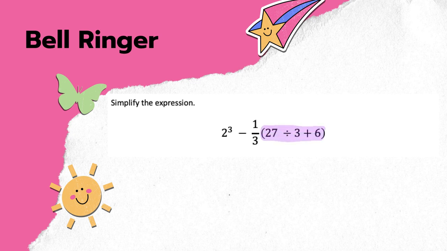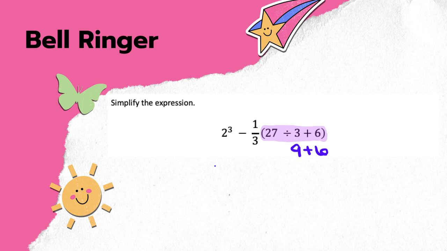Now, there's multiple things going on in the parentheses. So what would we do first? And how would we know? Ren? Why are you going to divide? Because it's on the left or because it's division? Yeah, the PEMDAS. Because of PEMDAS, we would have to do the division first. Okay? So 27 divided by 3, Ren? 9. And 9 plus 6?